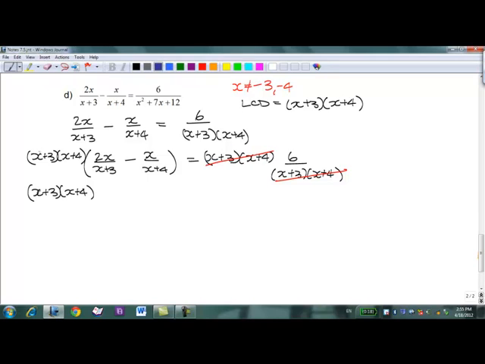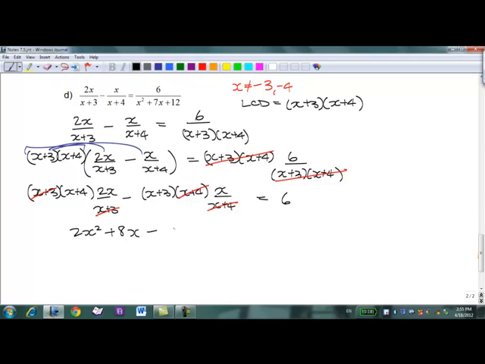I'm going to distribute that. This whole chunk of stuff is going to multiply by both terms. So that's going to be by 2x over x plus 3, as well as x over x plus 4. And it equals 6. So again, we get some cancellation here. The x plus 4's cancel. The x plus 3's cancel. 2x times x plus 4 is 2x squared plus 8x. That's good. We have minus x times x is x squared. Minus 3 times x is negative 3x.